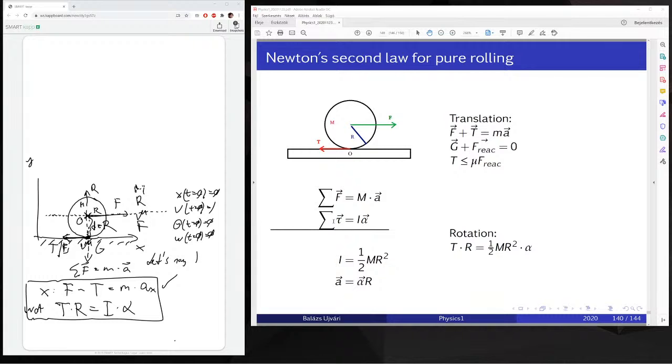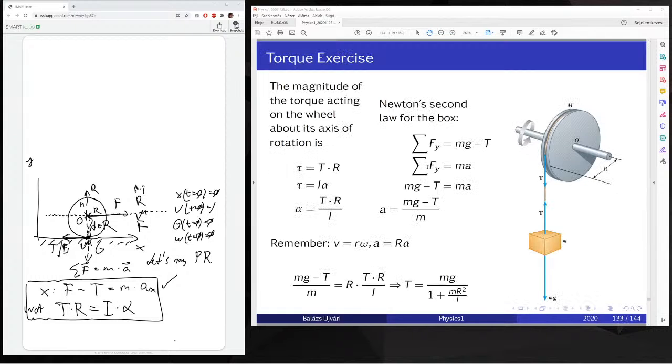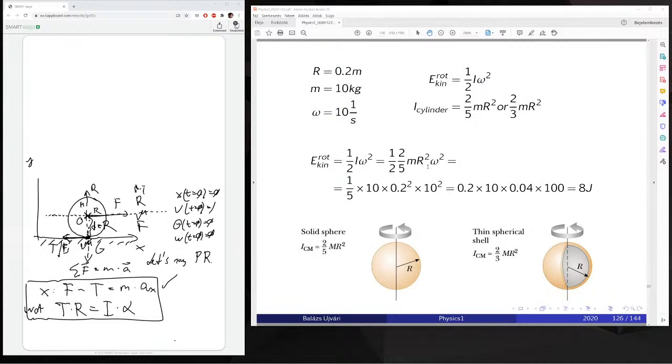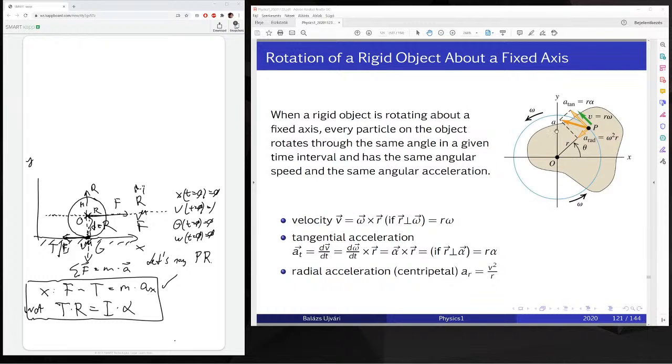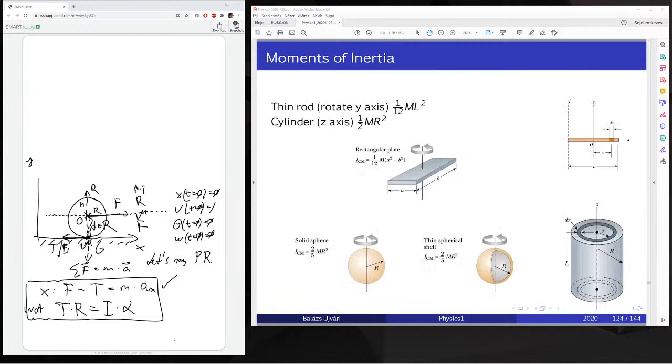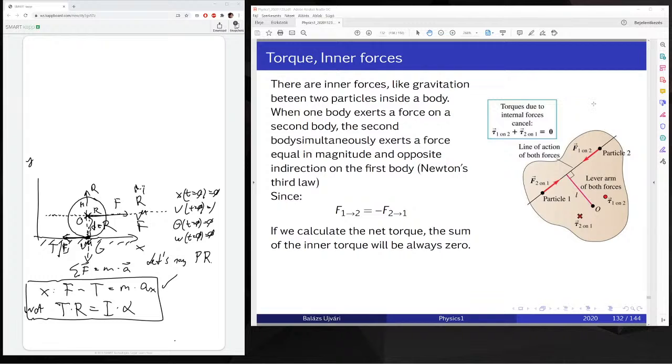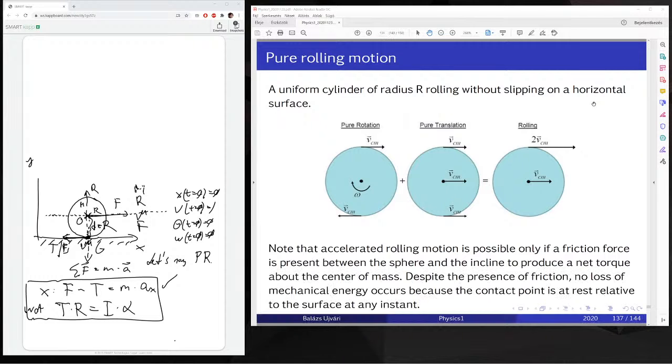What does it mean, pure rotation? Pure rotation means that the velocity of the body, the center of mass, equals r times omega, and the acceleration is r times alpha. How can we use it here? I think that was not the best. This is a pure rotation.